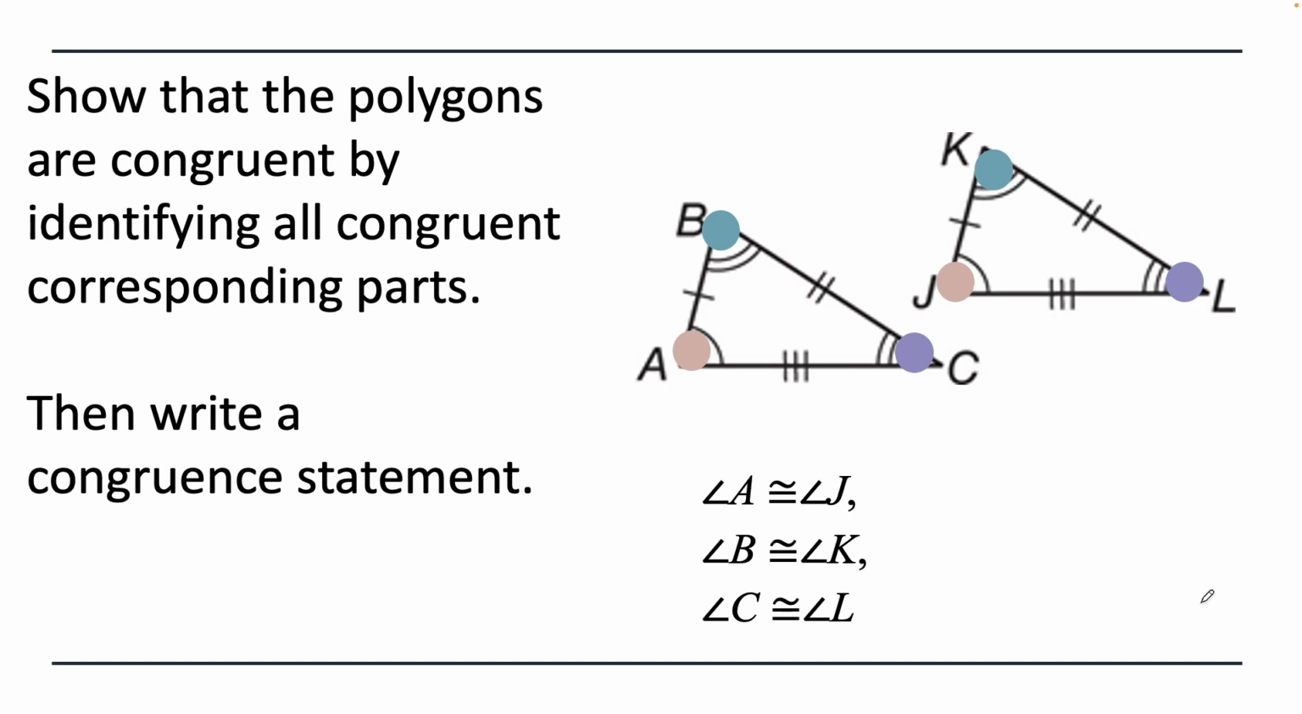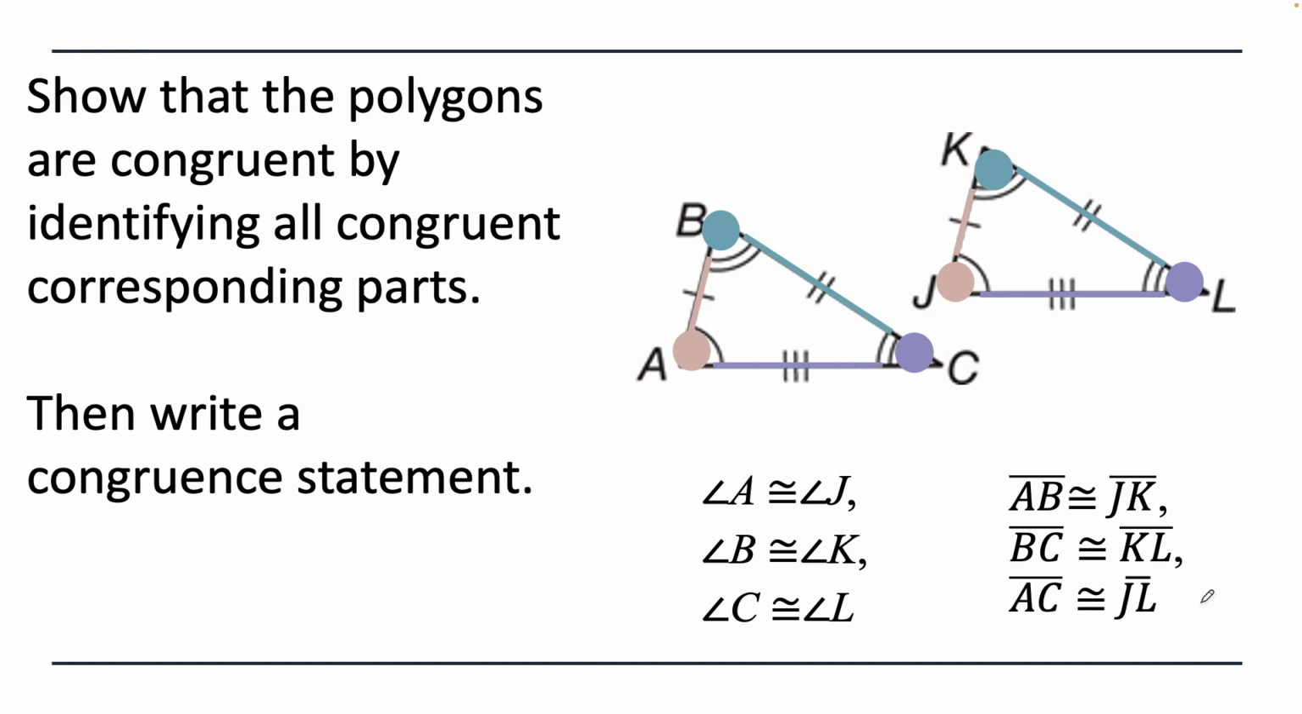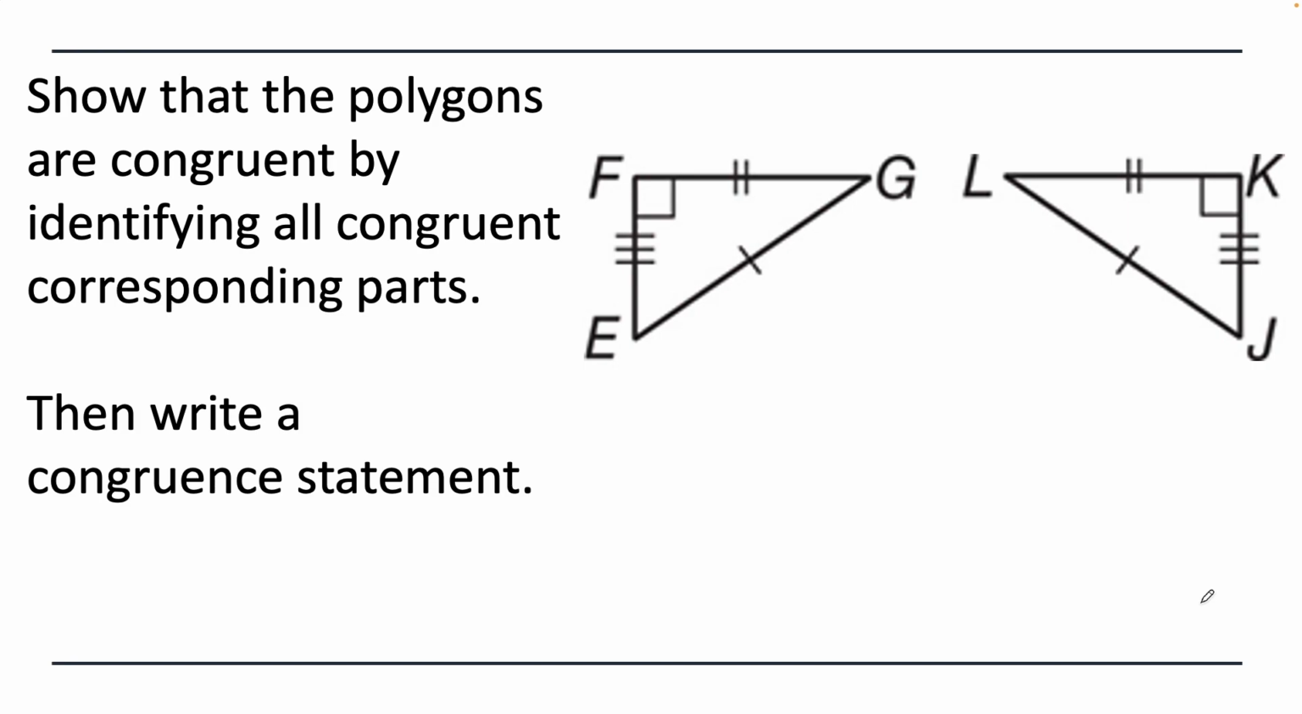Now let's look at the sides. So we can connect A and B and J and K. AB is congruent to JK, BC is congruent to KL, and AC is congruent to JL. So we know that triangle ABC is congruent to triangle JKL. That's the congruence statement.